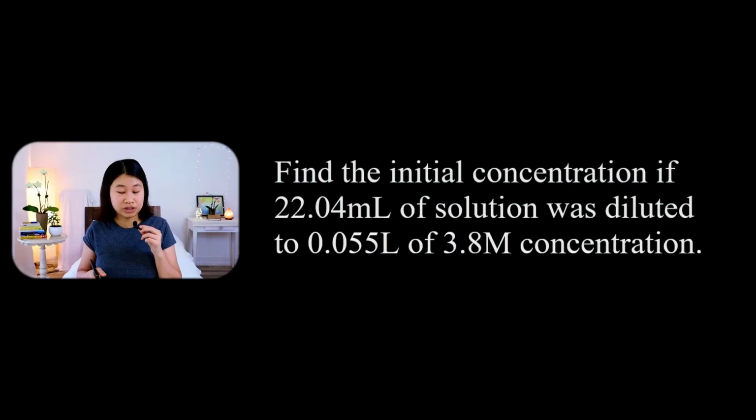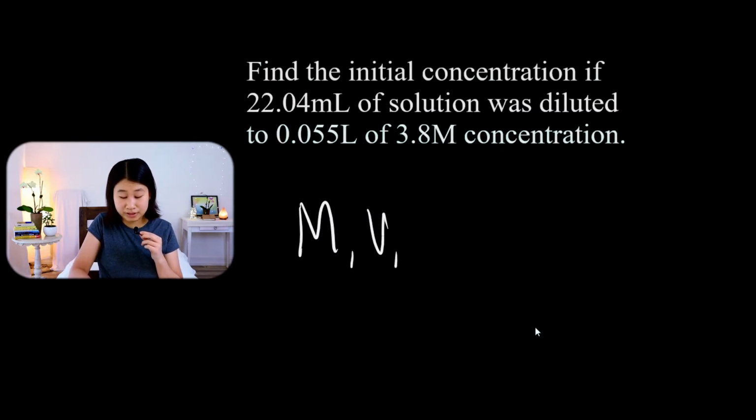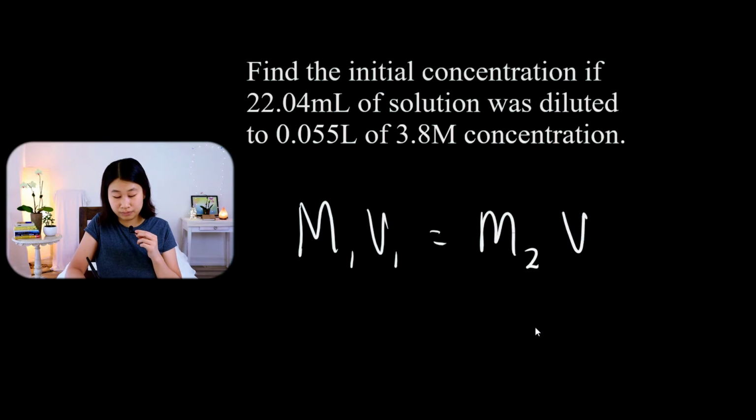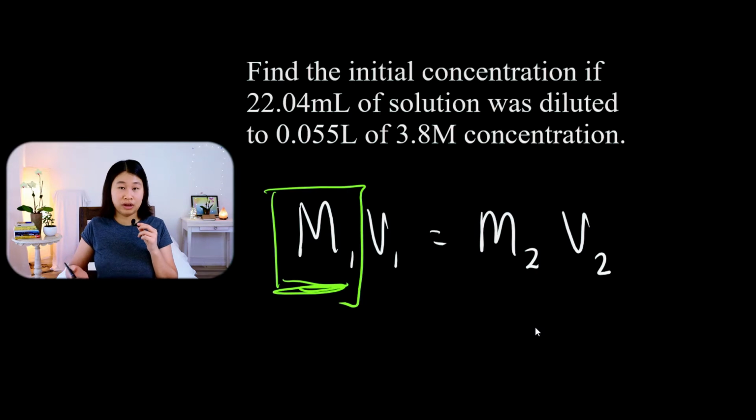Find the initial concentration if 22.04 milliliters of solution was diluted to 0.055 liters of 3.8 M concentration. Let's have our equation here. M1 times V1 is equal to M2 times V2. Now all we need to do is plug in the numbers. So let's see here. We have find the initial concentration. We have this one missing. So this one is the one we want to find, the initial concentration, M1. And so we are given all the others.